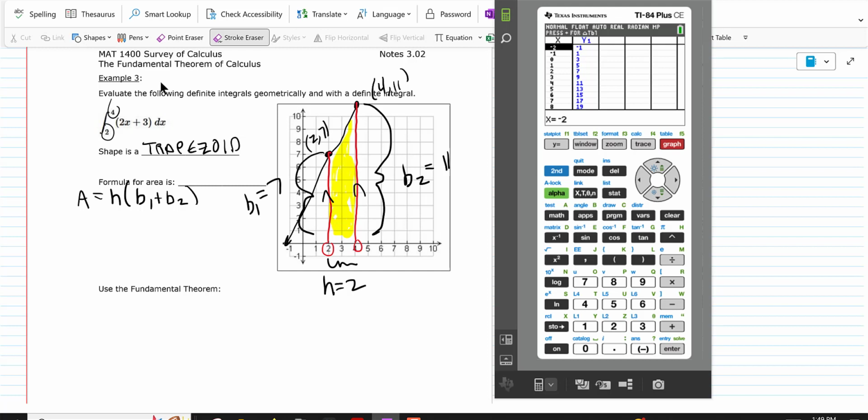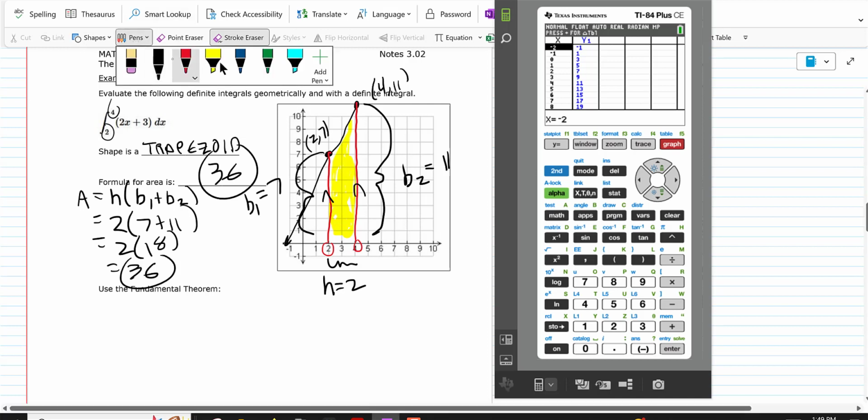Okay, so what we're going to do is work out 2 times 7 plus 11. So that gives 2 times 18. So that's going to be equal to 36. So that would be the exact area under that curve. That's a trapezoid. Okay, you have to know that formula to do that. So let's finish up just by doing the fundamental theorem of calculus.